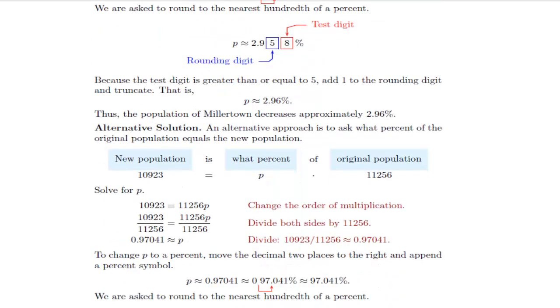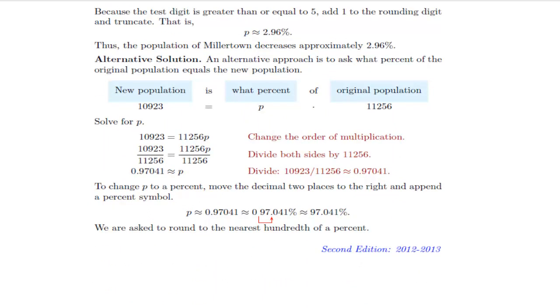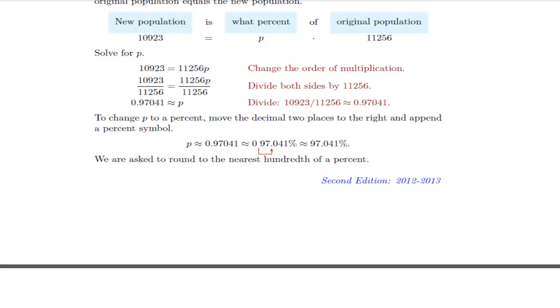Alternative solution. An alternative approach is to ask what percent of the original population equals the new population. The new population 10,923 is equal to what percent P of, or times, the original population of 11,256. Solve for P by dividing both sides by 11,256. On the right, 11,256 times P divided by 11,256 is P, and on the left, 10,923 divided by 11,256 equals 0.97041, approximately. To change P to a percent, move the decimal 2 places to the right and append a percent symbol to get 97.041%.